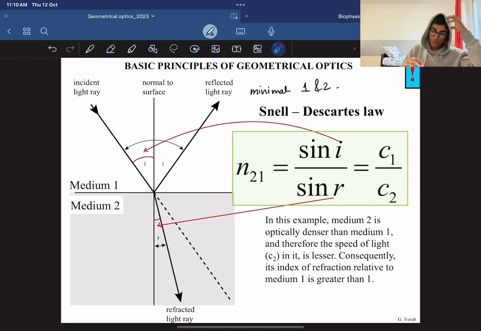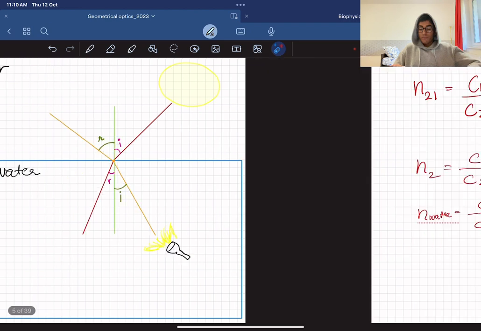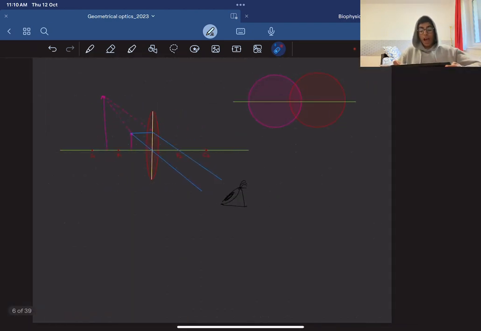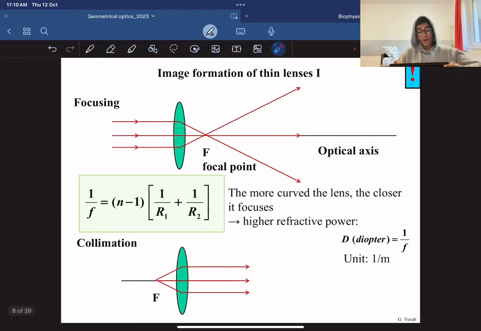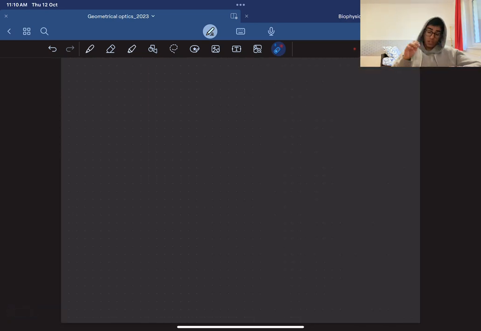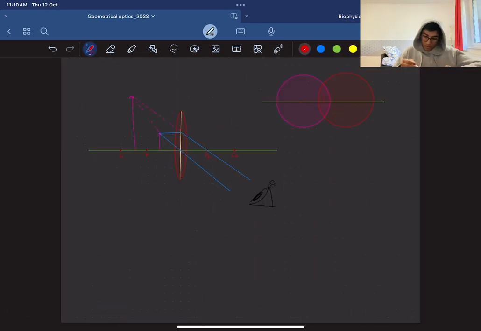This goes to microscope, we're not going to do that now. Boom, boom, boom, boom. Okay, now I want to teach you guys some basics about lenses. I want to teach you guys something. So let's cut this off right now.